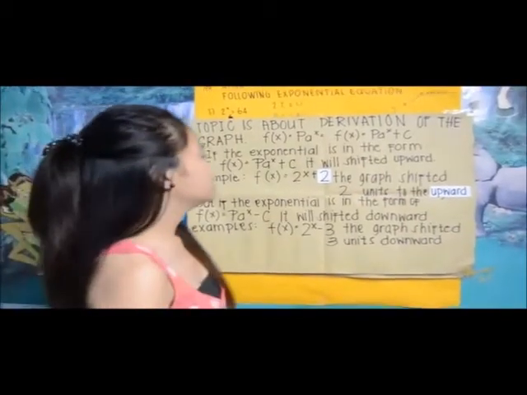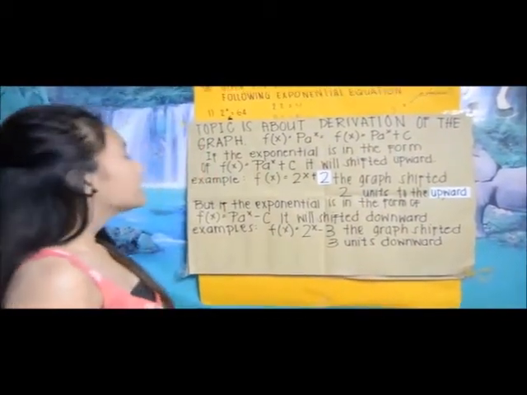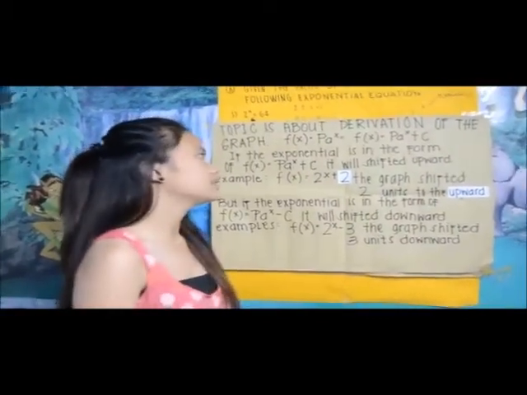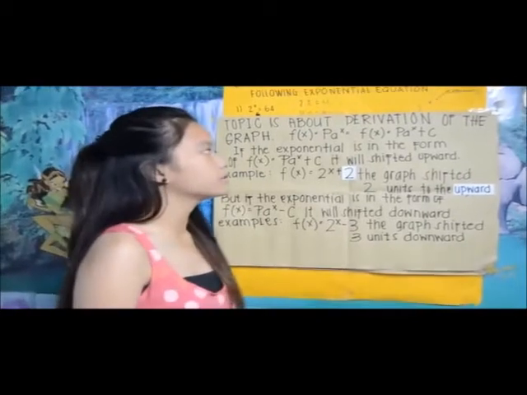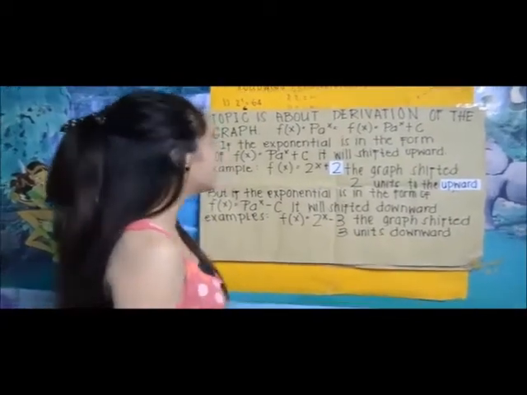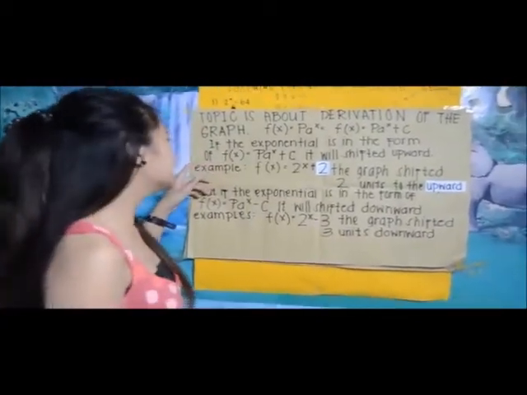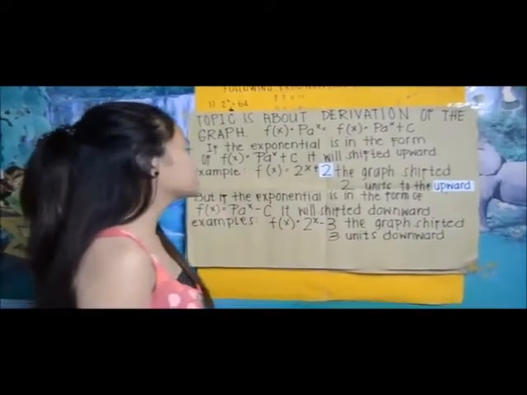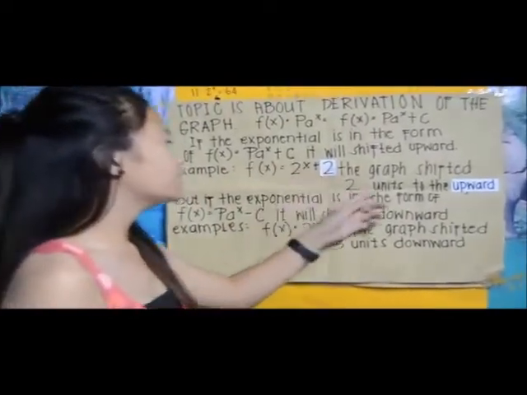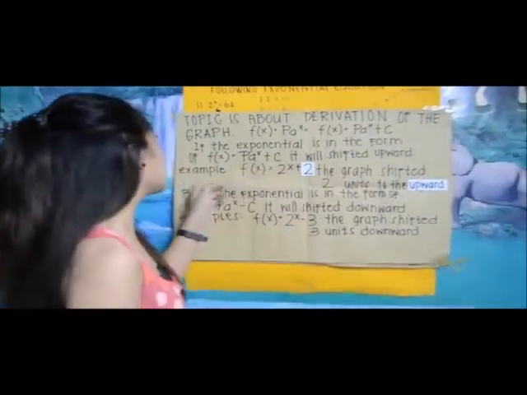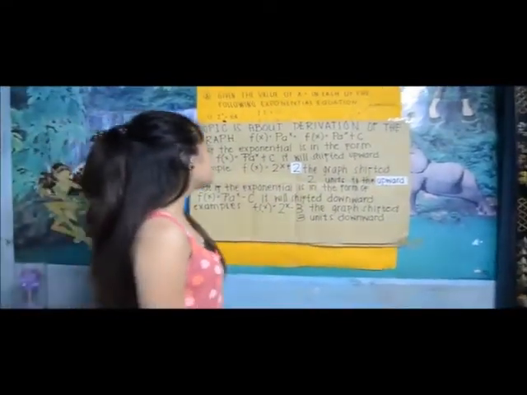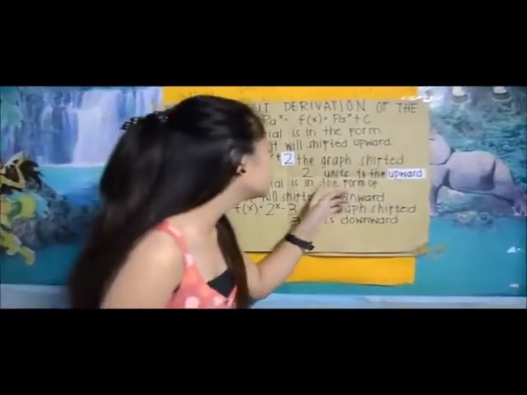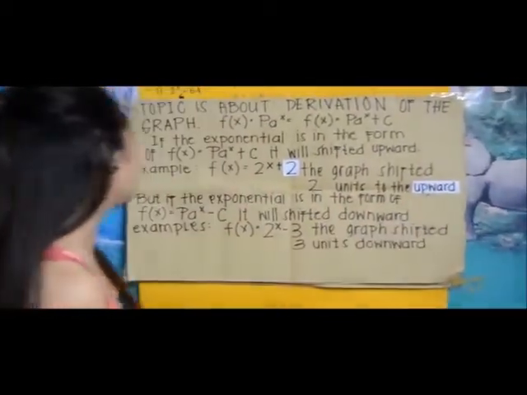The topic is all about the transformation of the graph. F of x is equal to a raised to x, and f of x is equal to a raised to x plus c. If the exponential is in the form f of x is equal to a raised to x plus c, it will shift upward. Example, f of x is equal to 2 raised to x plus 2. The graph shifted 2 units upward.